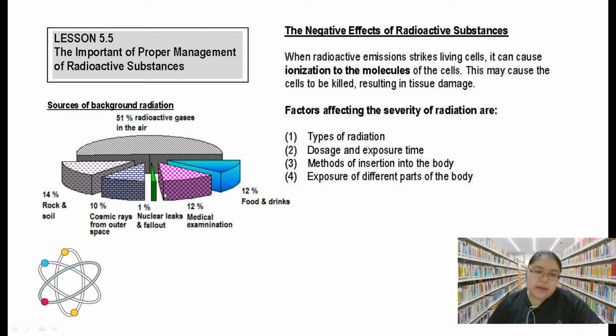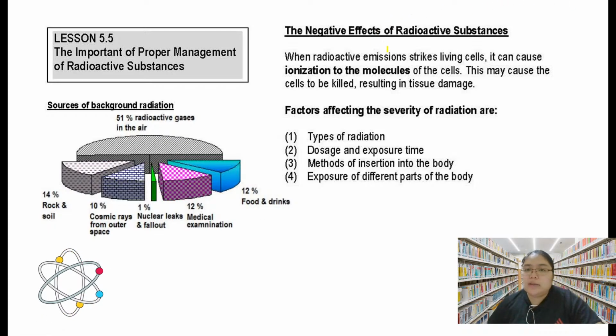You never face any alpha or beta, actually it's background. Normally we say a background reading. This one is a background reading. Surrounding you, we also have radioactivity, but the harm is still very low. You see 51% from the gas, then the rock, cosmic, nuclear leak, then medical, food also has some. Okay, let's see the negative effect.